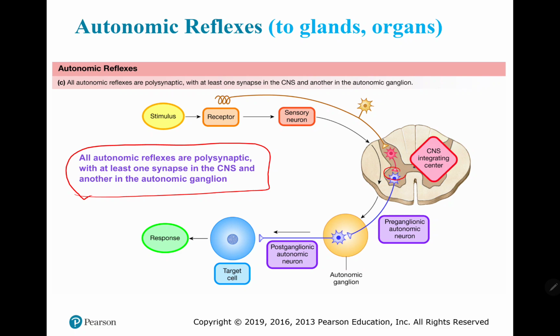So here's at least one in the central nervous system between that interneuron. Remember, interneurons are only situated in the central nervous system. So we can see at least one of these synapses, I'll give you an example of 2 of them right here, are in the central nervous system, and another one in an autonomic ganglion right there.